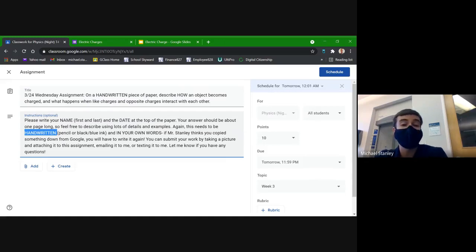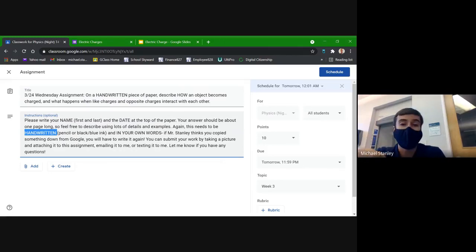Make sure that you're doing this in your own words. We don't want people just copying down definitions from the notes or copying down the answers from their Google Slides. However you would describe how things become charged and what happens when they interact. You can go back and look at the notes for reference and refresh your mind on how to do this. But please do your best to put it all in your own words.